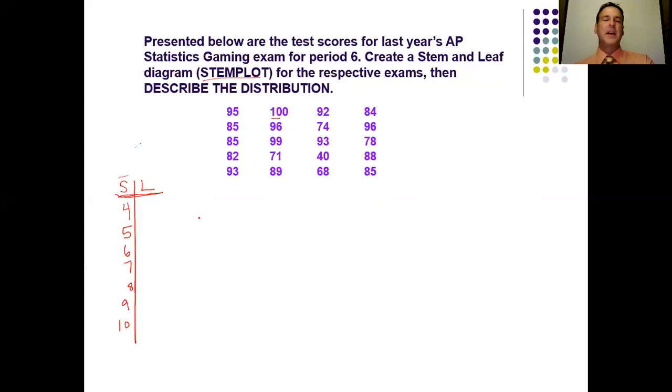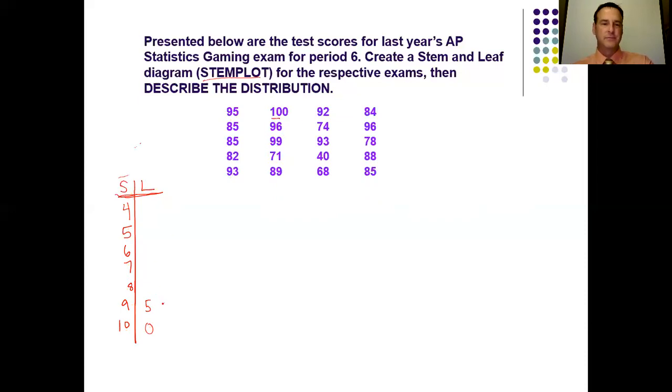Okay. And then off to the right, I'm going to write the ones digits. So in this particular case, 95 means that I'm going to go down to the 90s and then put a 5 to the right. The 100 means that it's a 100. Okay. So the 10 goes here, the 0 goes there.